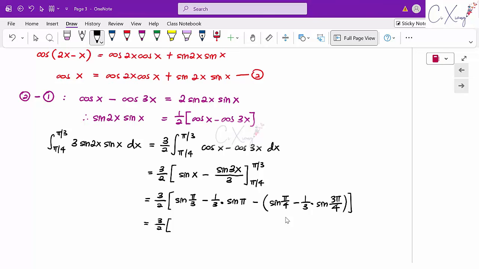Pi over 3 is basically 60 degrees, right? So sine 60 degrees, you should be having root 3 over 2. Okay, then minus sine pi, you get a 0. Then next one, sine pi over 4. Sine pi over 4, you should be having root 2 over 2. Alright, then multiply in, you're having a positive 1 over 3. Sine 3 pi over 4 is in the second quadrant. So for the second quadrant, sine value is positive. So you're still having root 2 over 2.